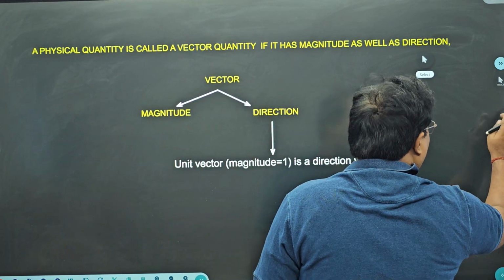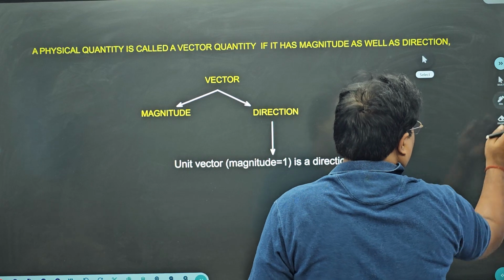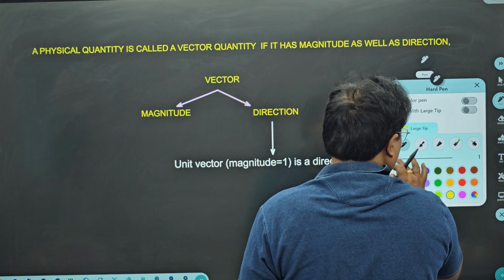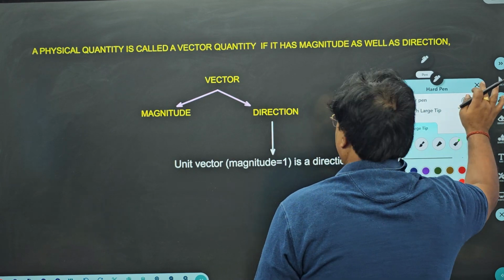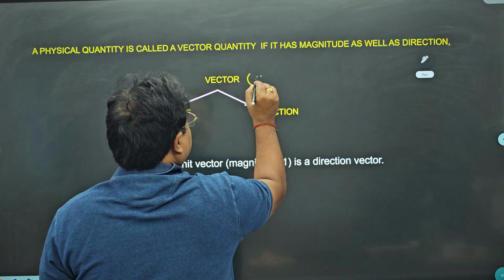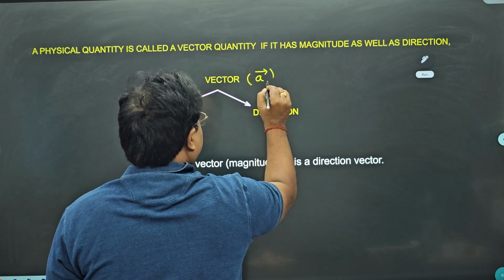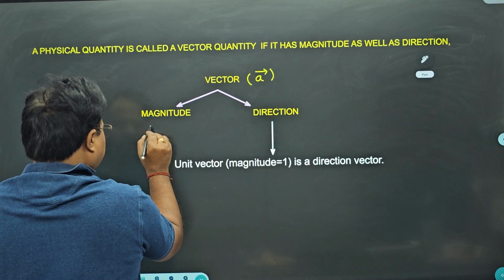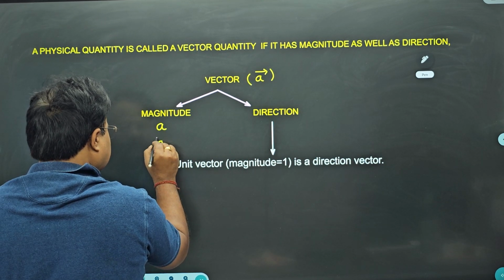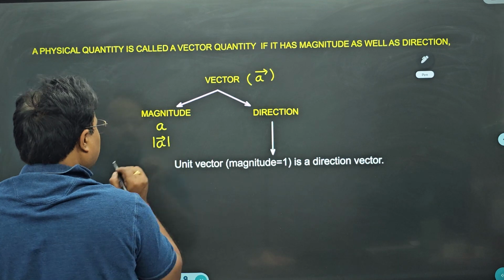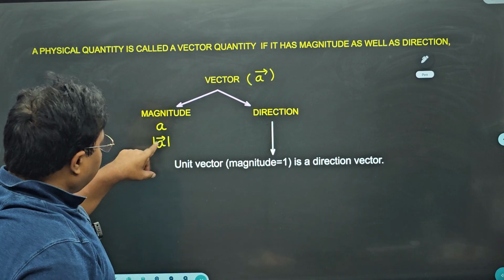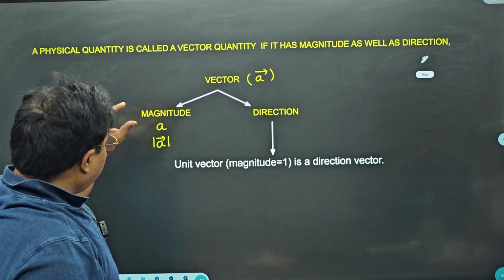Okay, my dear students, how do we represent this vector in mathematical form? Let us see. Suppose I am writing a vector as A vector. It has a magnitude part. The magnitude part is represented by only writing A. If you are putting a vector sign, then you give a mod sign also. So either you write only A or mod of A vector. This is how we represent the magnitude part.